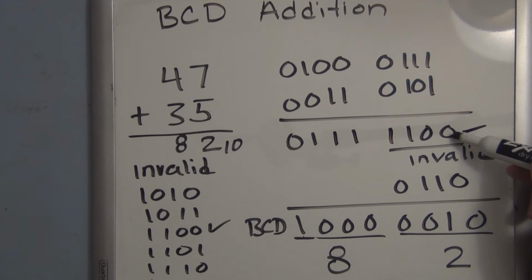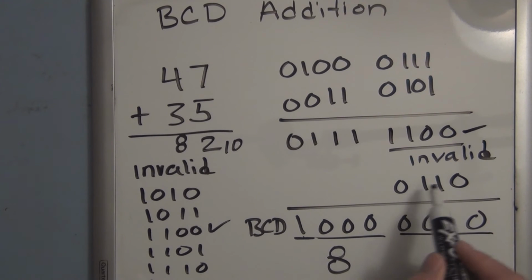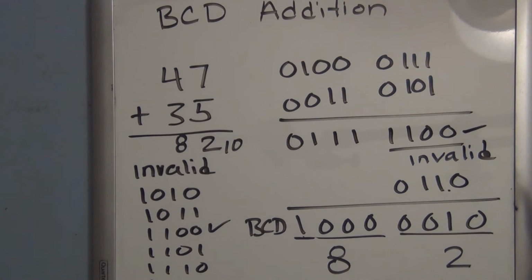So whenever the result causes you to get into one of these forbidden code groups, which is greater than 9, you need to add a 6 to jump over those 6 forbidden, invalid code groups, and then you end up with the right result. So you can see the math, even just the addition process, is more complicated with BCD addition than for binary addition.